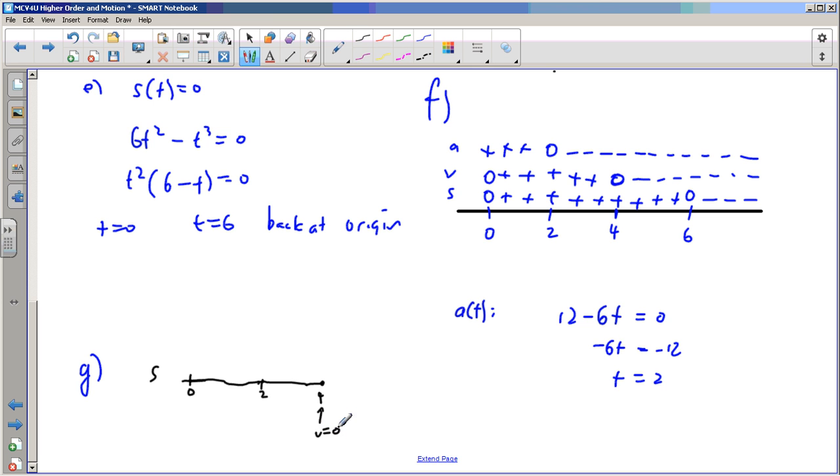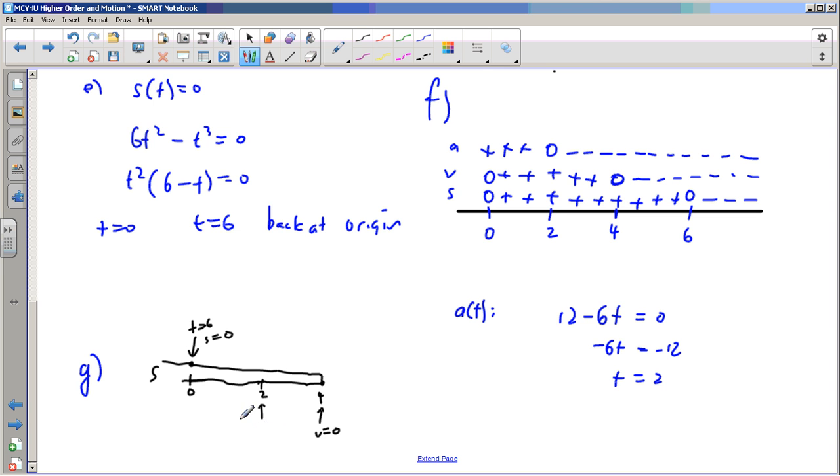V is 0 at time equals 4. It stops. And then what happens? Well, it starts moving back left. And then eventually at time equals 6, the position is back to 0. And then it keeps going. Time equals 6, S equals 0. So, a little bit strange there.